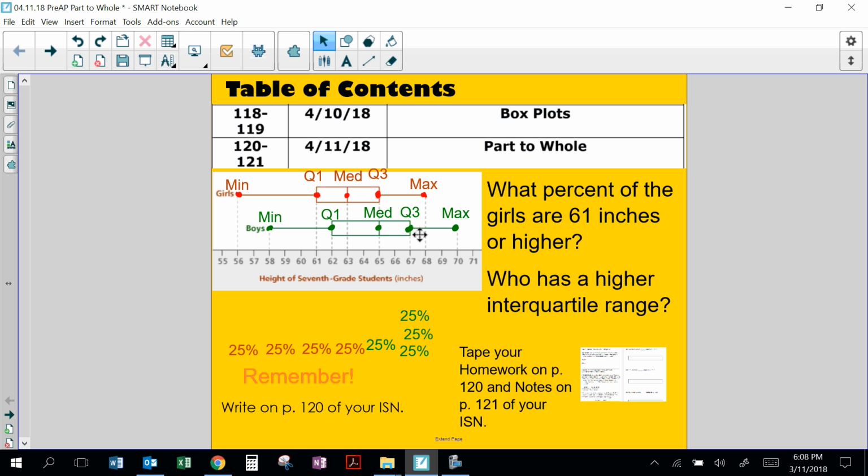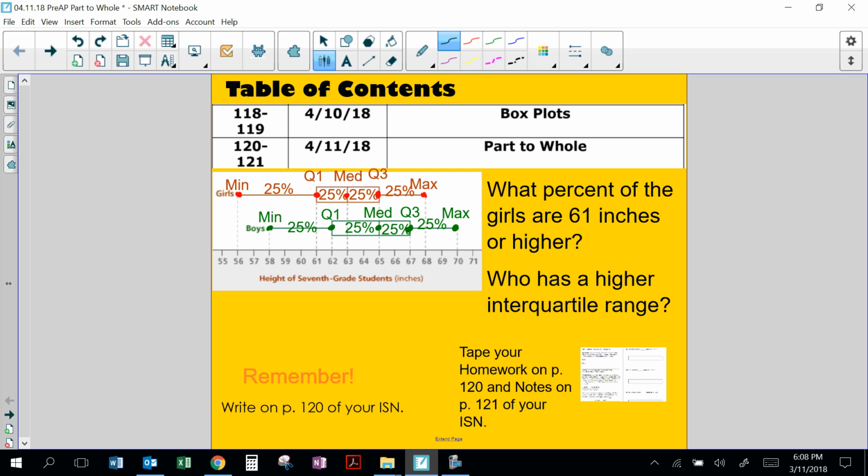The next part is to label the percentage. A box plot is 100%. It's divided into 4 quarters or 4 sections. So 25% goes in each section. So 25% goes here, 25%, 25%, 25%. Imagine that there are like 8 students. If we divided those 8 students into 4 sections, there would be 2 students in each 25%. So let's do the same thing for boys. 25% goes here, 25% goes from here, 25%, and 25% goes here.